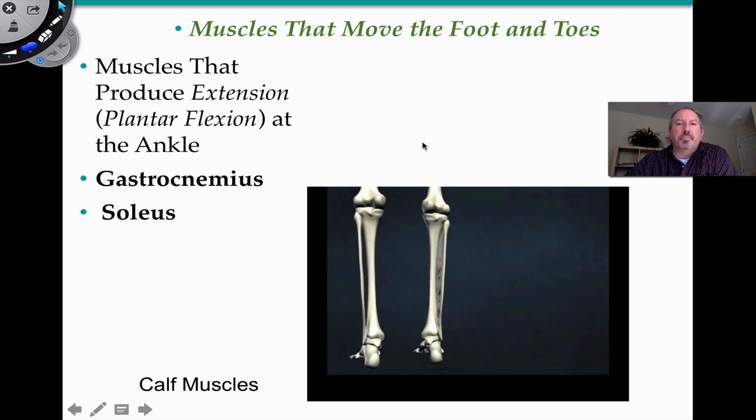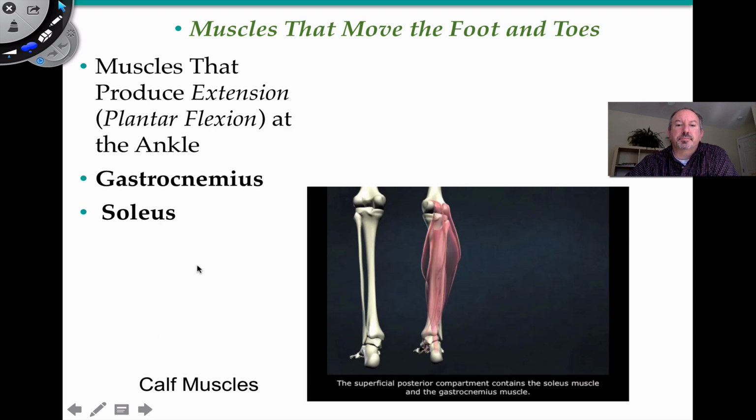Okay. All right, and then moving down finally to the muscles that move the foot and toes. And so the muscles that produce extension or plantar flexion at the ankle, and those are your gastrocnemius and your soleus muscles. Sometimes they're just commonly known as your calf muscles. But I find the soleus to be kind of interesting. Reading about that, it's sort of where the fish called the sole is named after this. So a flat muscle, but it also means sandal, solus in Latin. So let's take a look at these calf muscles.